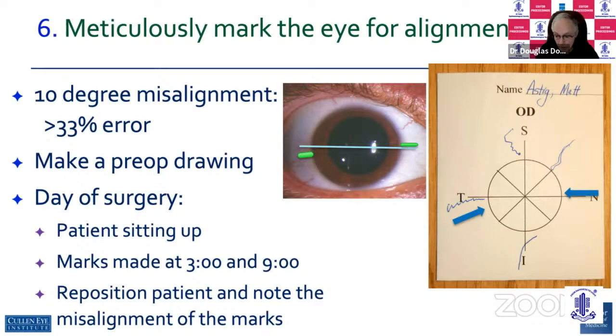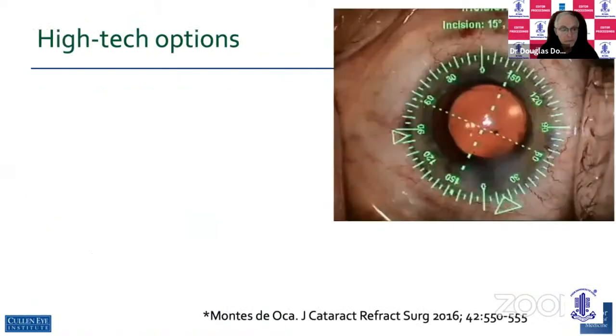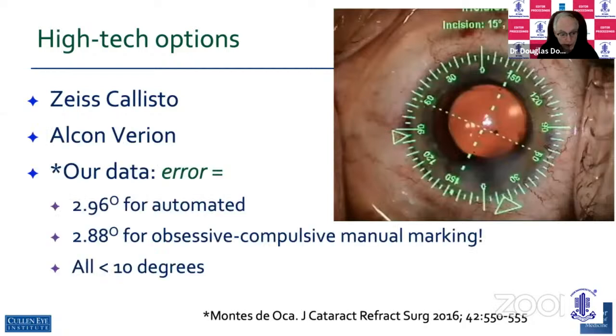When we did that, we found a mean accuracy of better than 3 degrees for all of our toric patients. We've heard about the high-tech options, the Callisto, the Verion, and again, we got as good a result with my kind of obsessive compulsive manual marking. That said, I love the Callisto. It's wonderful to have it right there in the operating room and to align the toric IOL with that. And we're moving more and more to that technology.